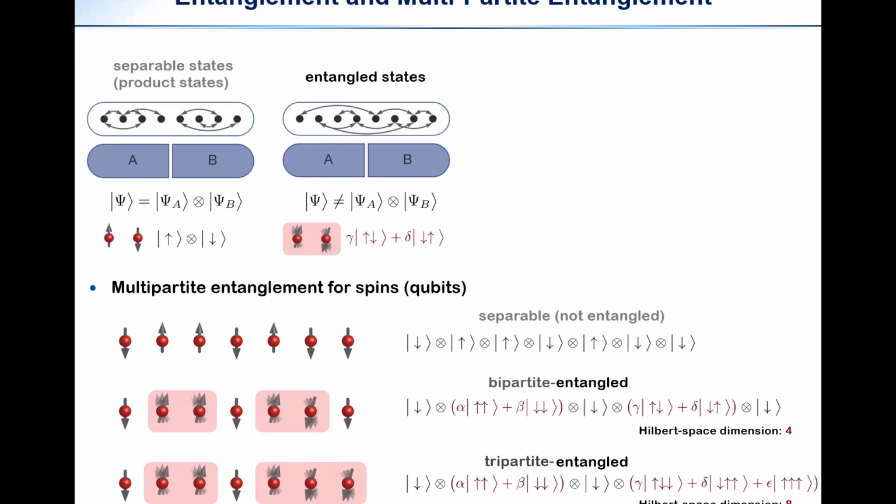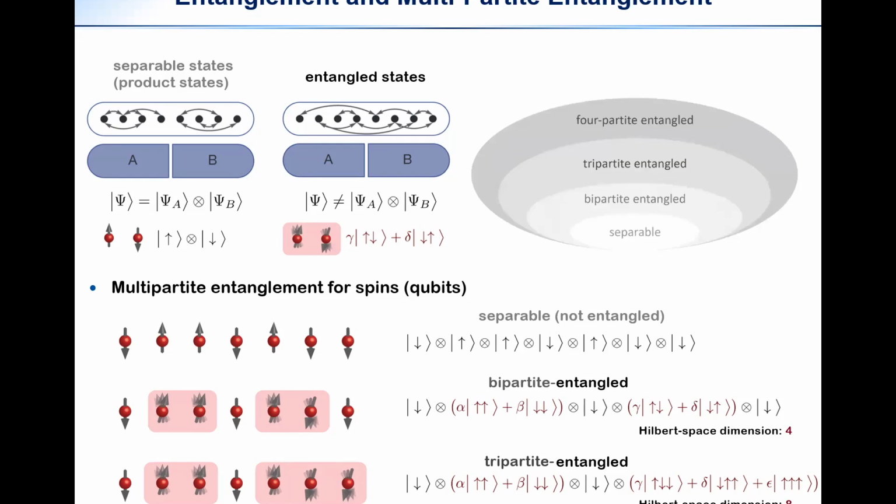And in this case, we call it a tripartite state. In terms of classification, this is a similar figure Alan just showed. We can classify all the spins in the following figure. You have a separable state, and the bipartite state is on top of it, then tripartite and four-partite.